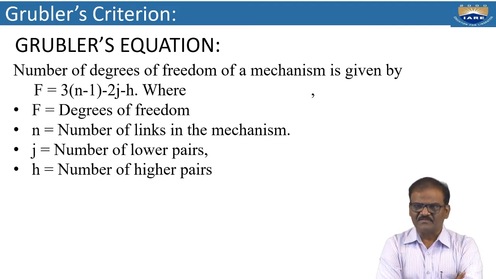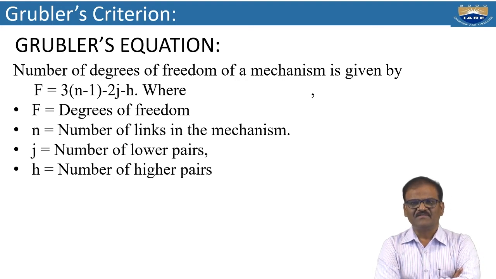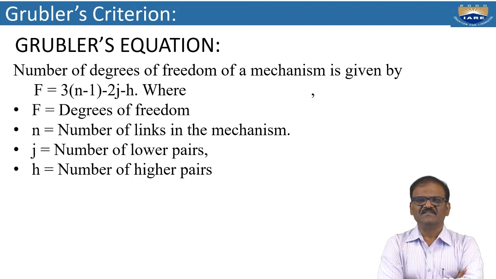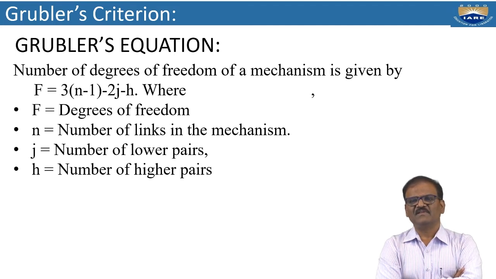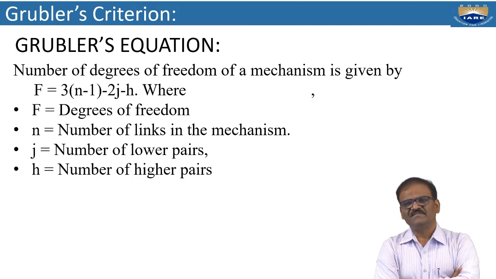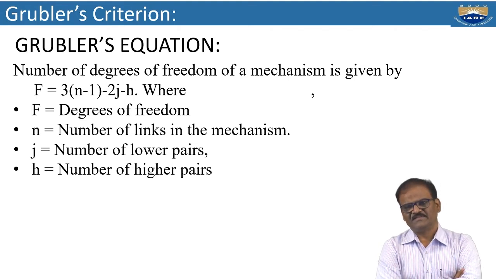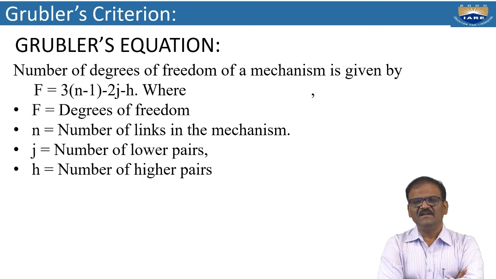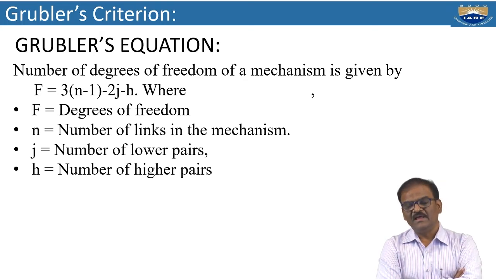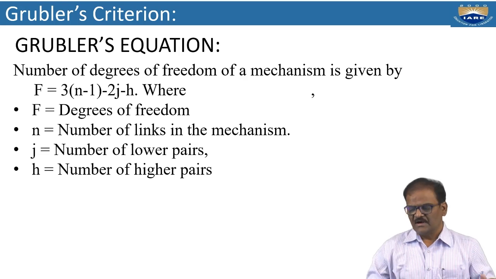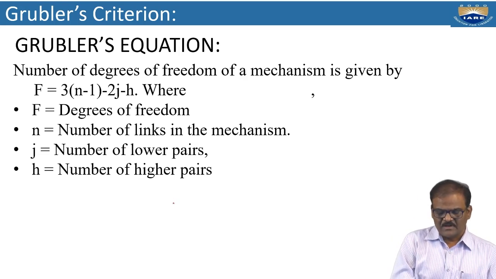The number of degrees of freedom of a mechanism is given by F = 3(n - 1) - 2j - h, where F is degrees of freedom, n is the number of links in the mechanism, j is the number of lower pairs and h is the number of higher pairs. This is achieved through link relative motion, and the explanation can be given like this.